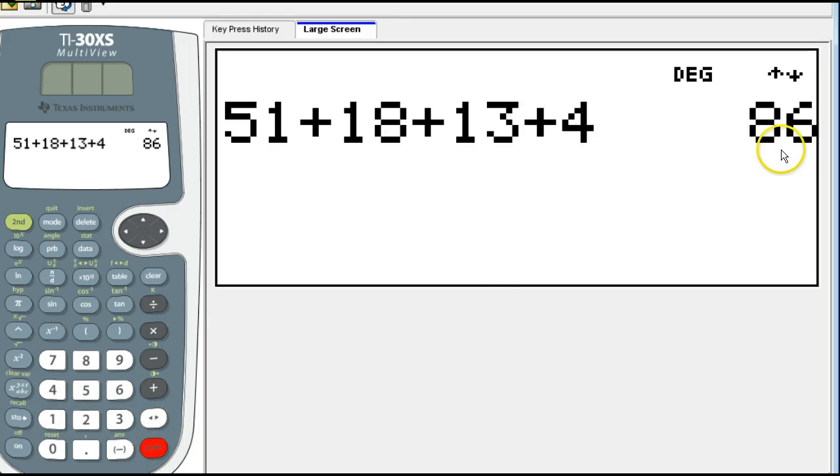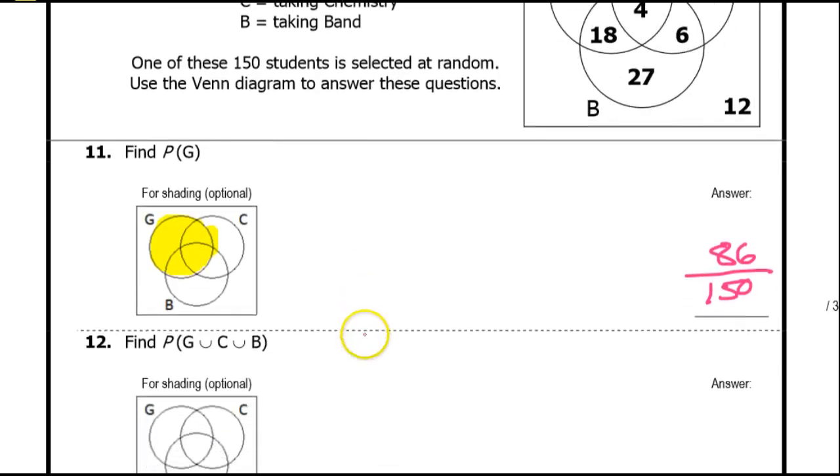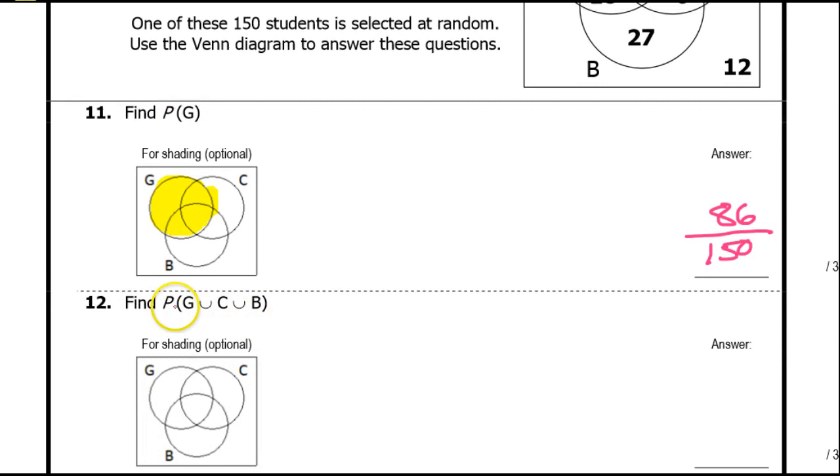All right, so that's 86. So 86 people out of a total of 150. That's a probability of G. Okay, interesting. So we have the probability of G or C or B.